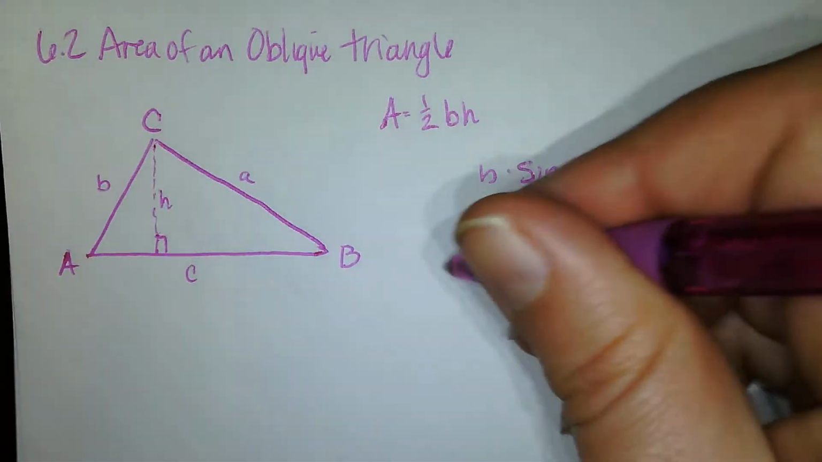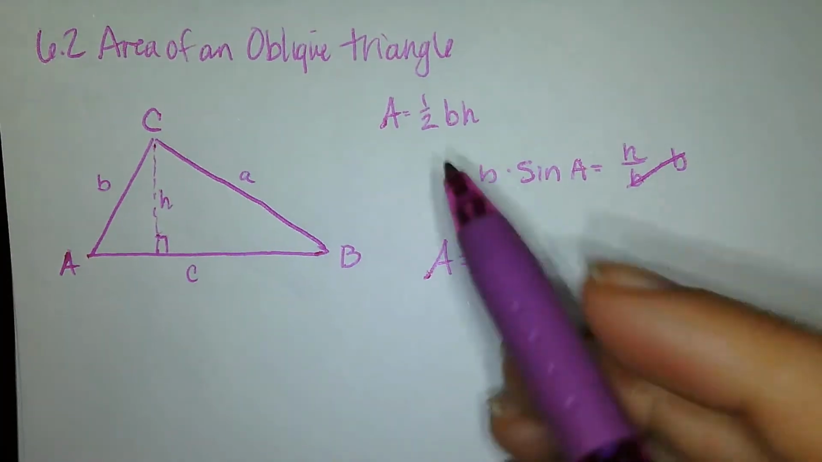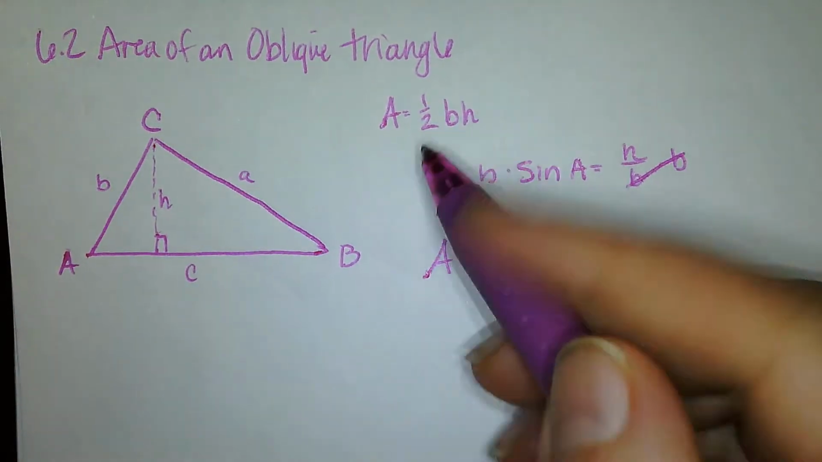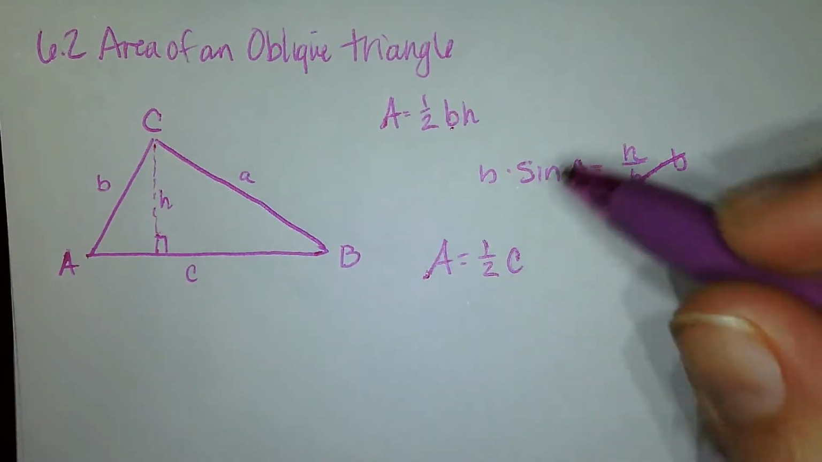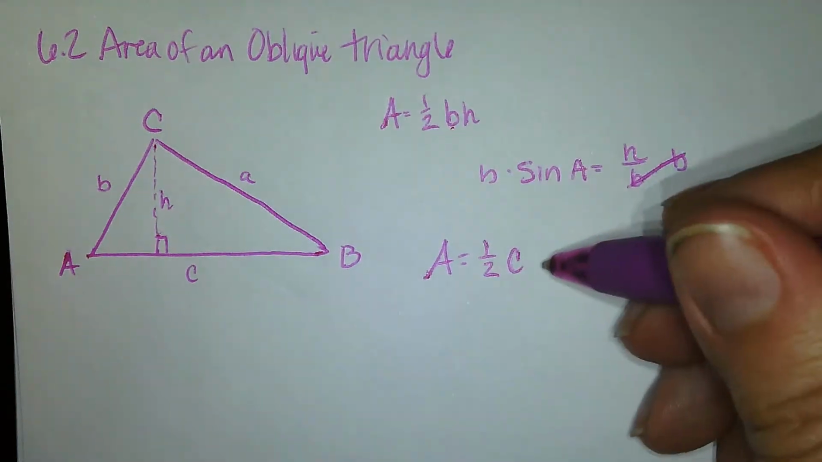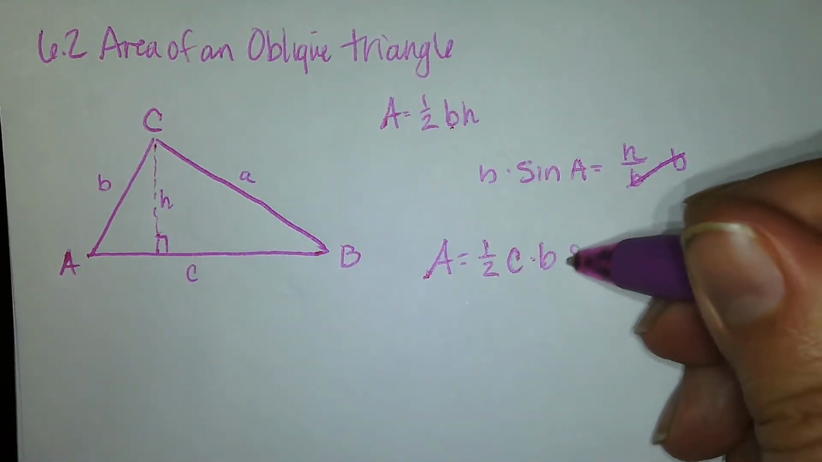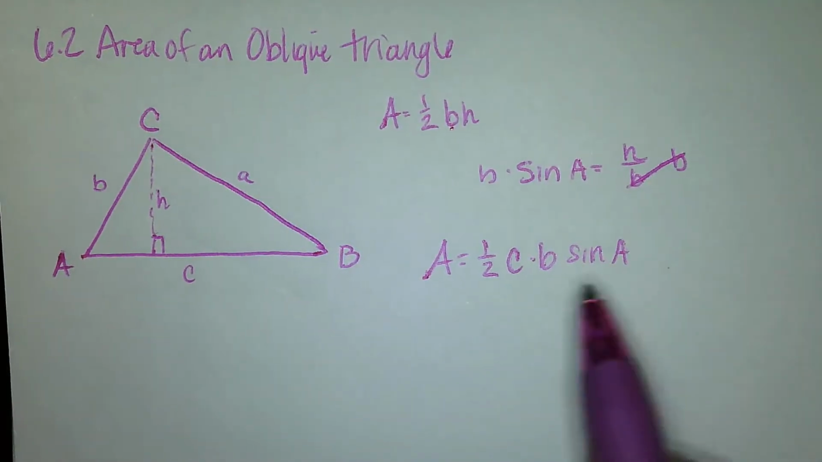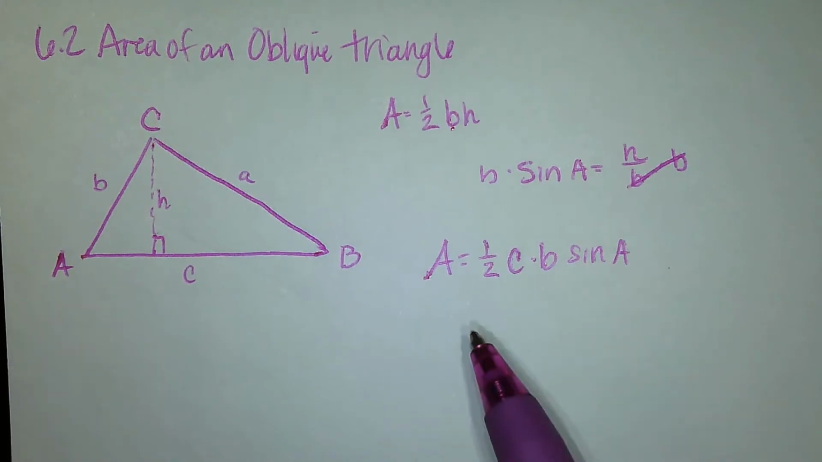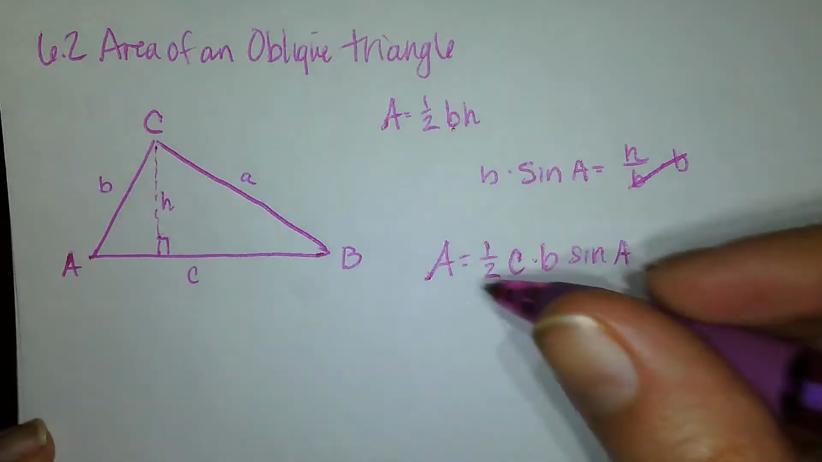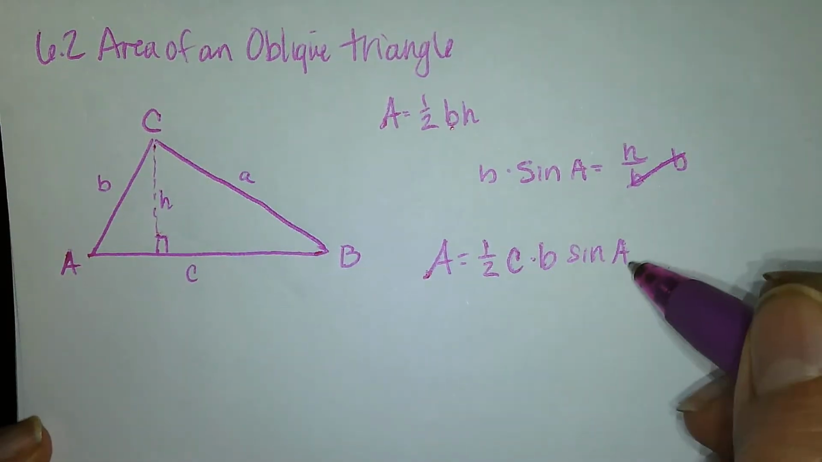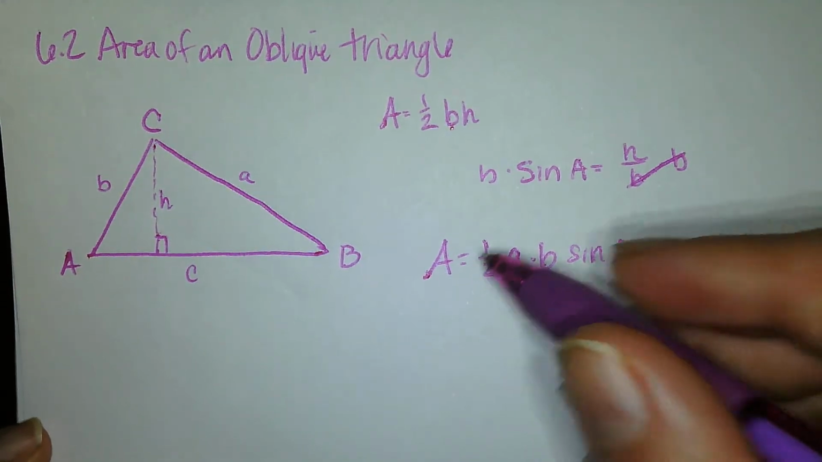So area is equal to 1/2. The base we already said was c. And then the height is going to be b sine of A. So actually, we can simplify this. It's equal to c times b times sine of A, times 1/2, of course.